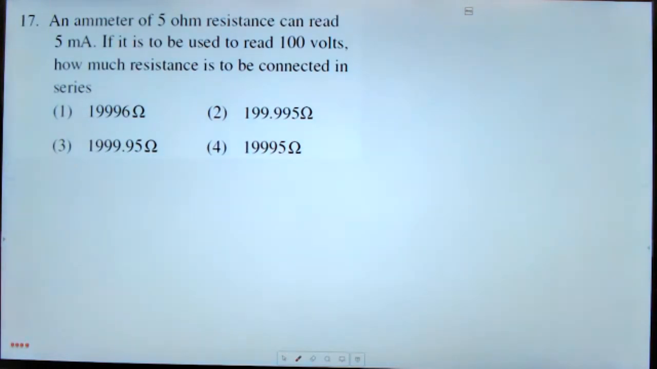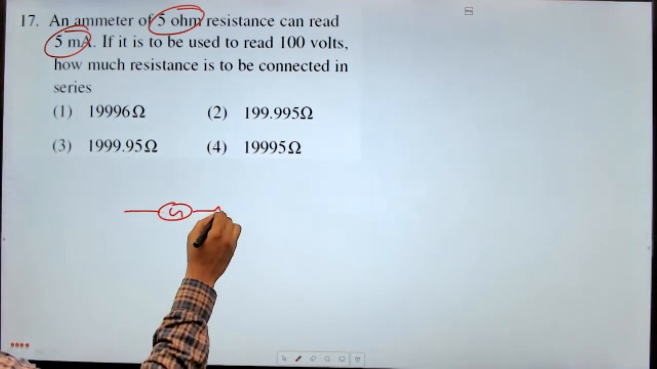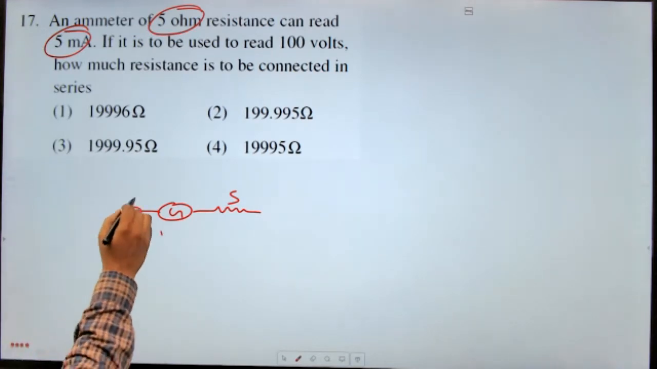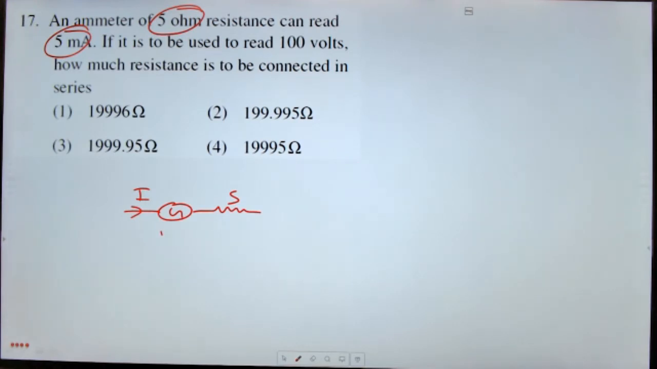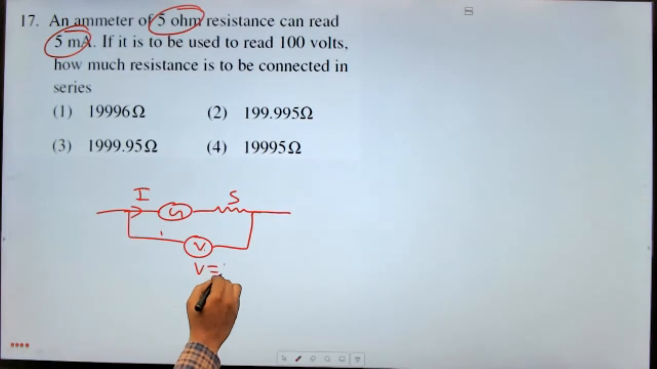Next one. An ammeter of 5 ohm resistance can read 5 milliampere. If it is to be used to read 100 volt, how much resistance should be connected in series? If a resistance is connected in series with a galvanometer, that is called shunt resistance. In a series connection the current is the same. This is a voltmeter. Across this circuit, the voltage is given as 100 volt. Now we need to calculate the S value.